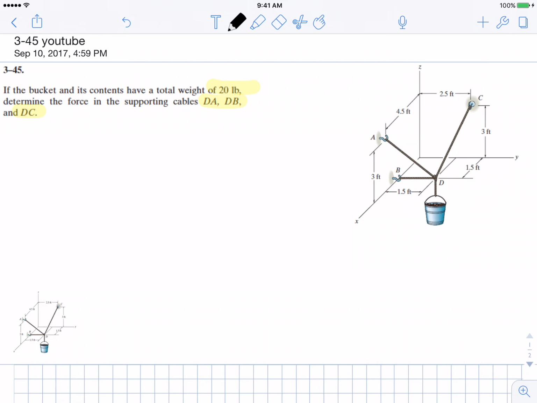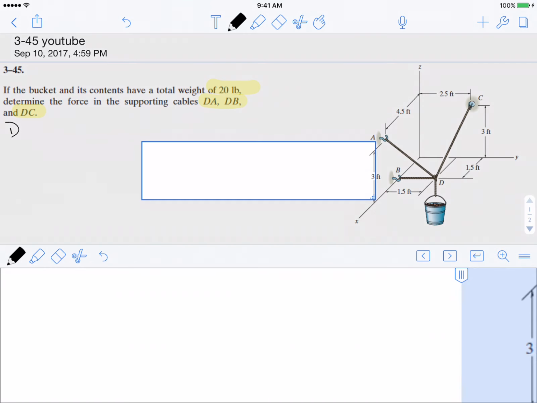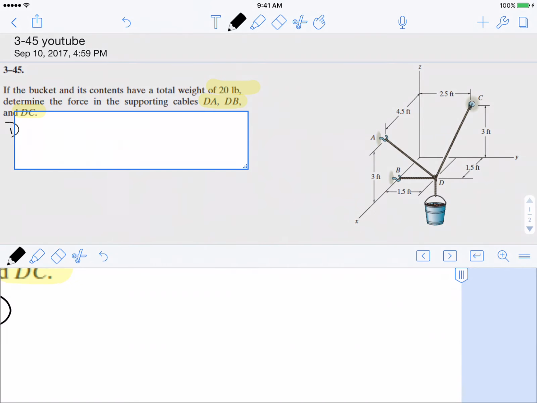And so step number one in all these sorts of statics problems is we need to write a free body diagram. I write FBD, which means free body diagram. I'm doing a free body diagram of the point D. Tell your instructor what you're doing and then do it.